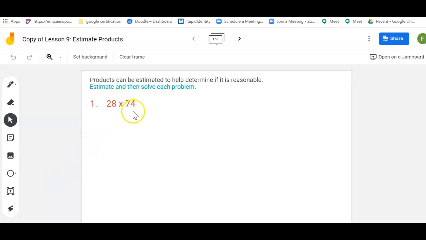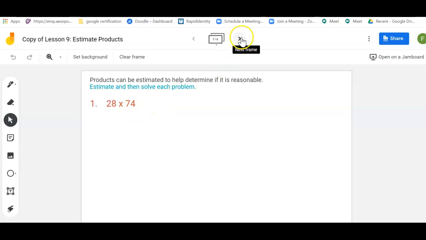The first problem is 28 times 74. So make a note of the actual instructions. Products can be estimated to help determine if it is reasonable. Estimate and then solve each problem. So you're going to estimate it first, and then you're going to solve the problem. When you solve the problem, it doesn't say specifically what method to use, so you're able to use one of the methods that we have learned about. It could be the area model, the expanded notation, or the algebraic notation. So one of those methods you should be using to solve the problem.